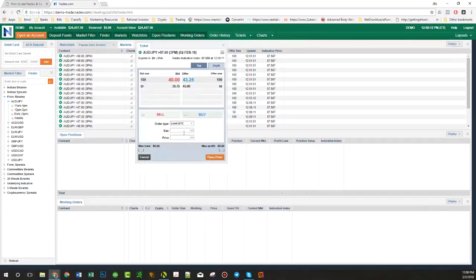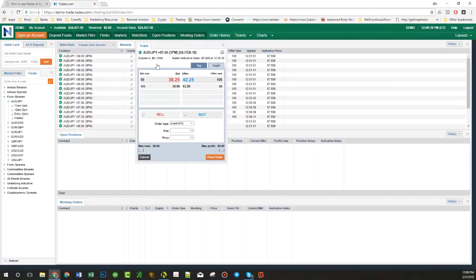Okay, so AUD JPY, again, I am saying that the price level I'm looking at is $87.60. I'm either saying it's going to go below $87.60 or above $87.60, and the expiry time is going to be 3 p.m. So I've got a little less than 3 hours to decide for the price to be either above or below this line or this price mark.